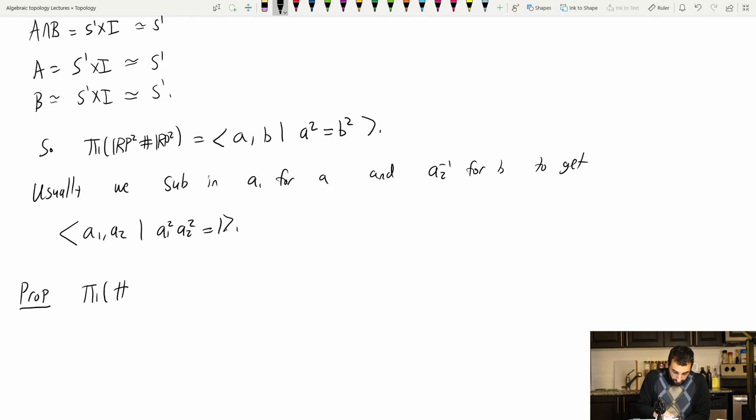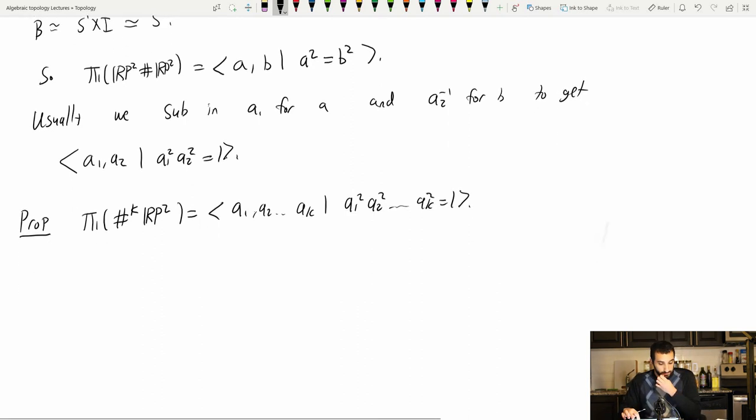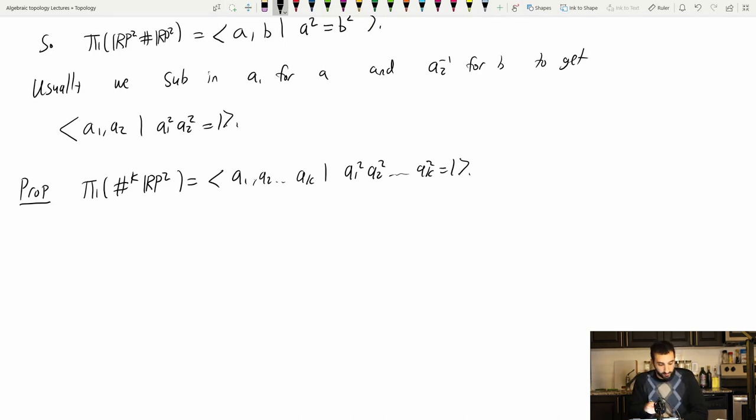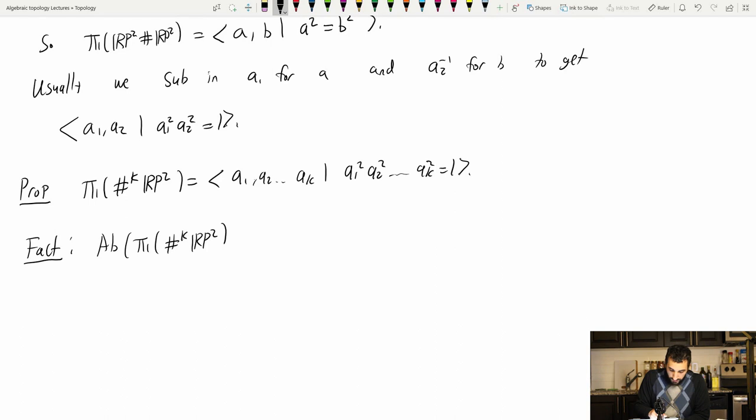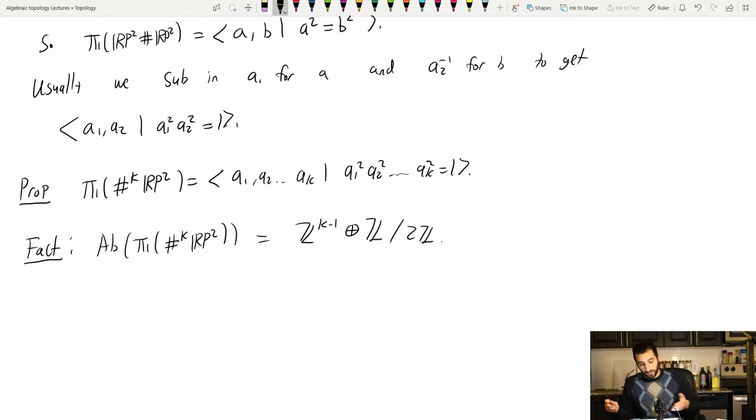Pi 1 of the connect sum of k RP2s has the presentation A1, A2, all the way up to AK, so that A1 squared, A2 squared, all the way up to AK squared is equal to 1. And here is another fact, which I won't prove, but you can see it from this decomposition. The abelianization of pi 1 of the connect sum of k RP2s is Z to the k minus 1 direct sum Z mod 2Z. So that's an abelian group, and it happens to be the abelianization here. And note that this is not equal to Z to the 2g. So this is not the group of an orientable surface.